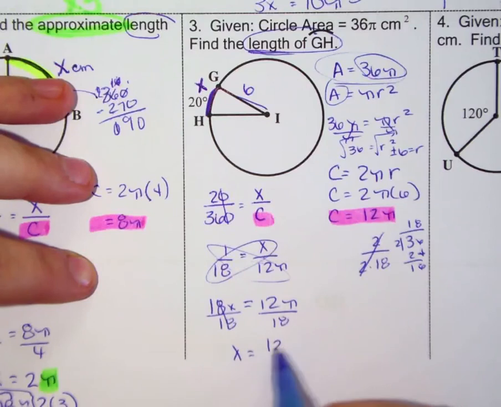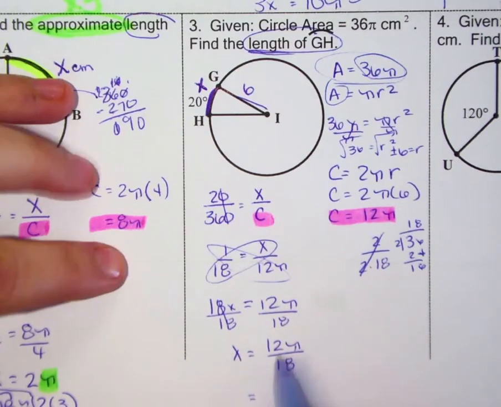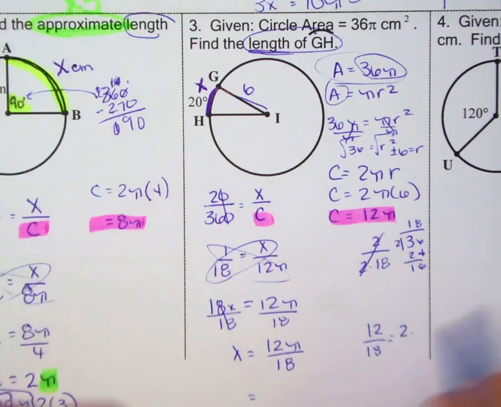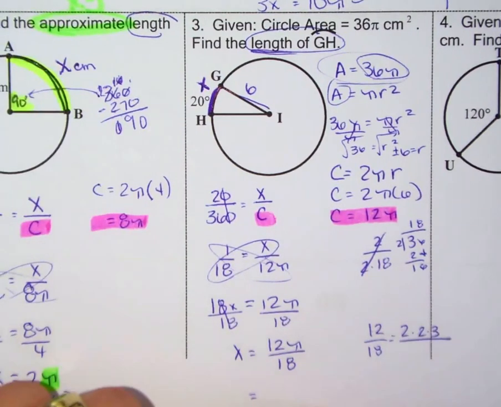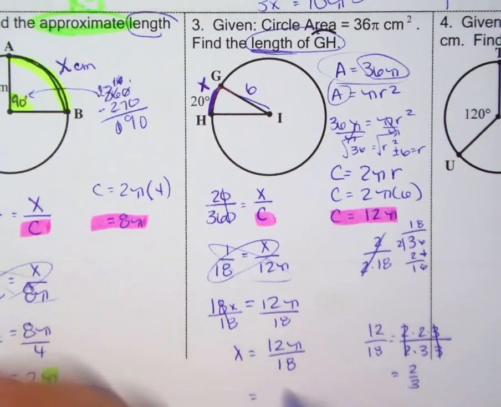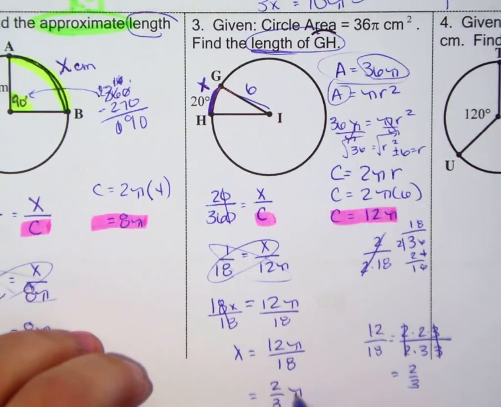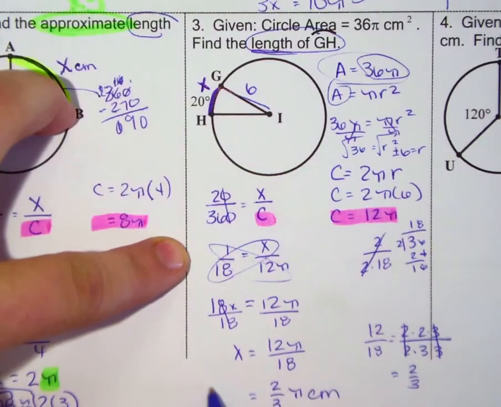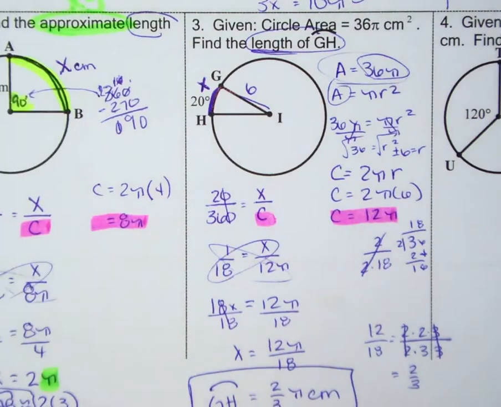X equals 12 pi divided by 18. We need to reduce this. 12/18. 12 is 2 times 6, which is 2 times 3. 18 is 2 times 9, which is 3 times 3. We're left with 2/3. So 2/3 pi centimeters. GH equals 2/3 pi.